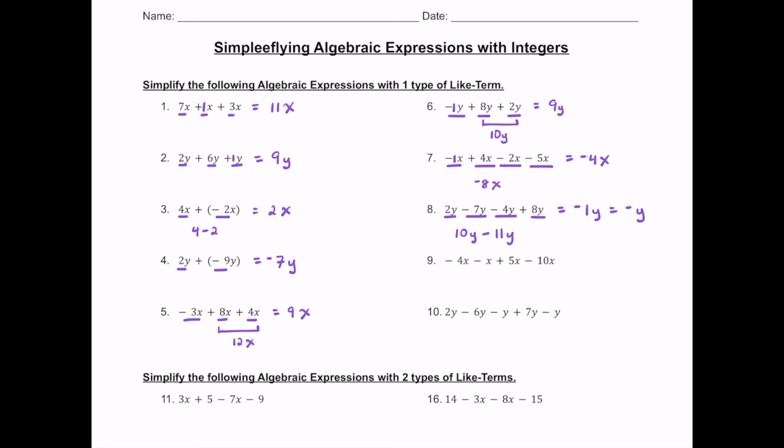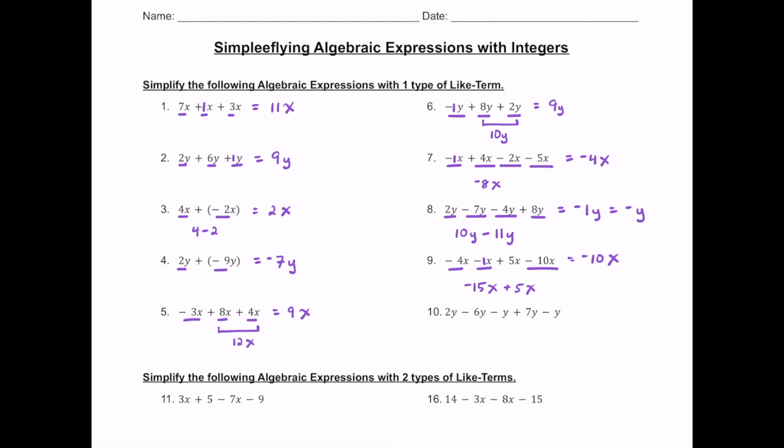For number 9, I'm going to add all the negative ones together. So negative 4, remember there's a negative 1 here, so that makes negative 5. Then negative 5 combined with a negative 10 would make negative 15x. Okay, so that's all the negative ones combined, and I'm going to add the positive 1 there. So negative 15 plus 5, that's going to be negative 10. That'll be the most simplified expression there.